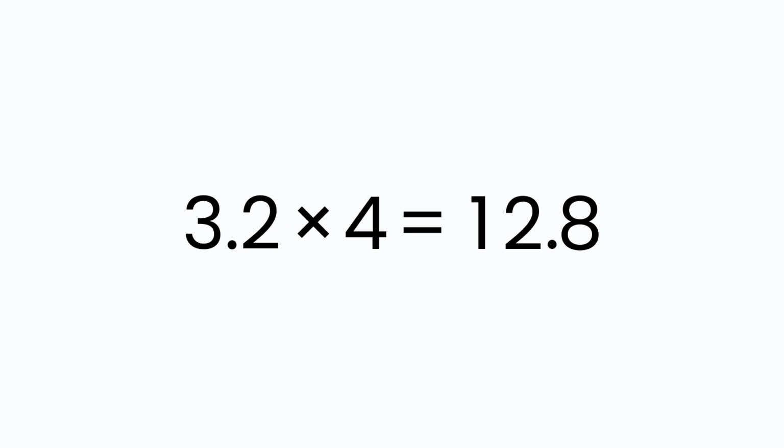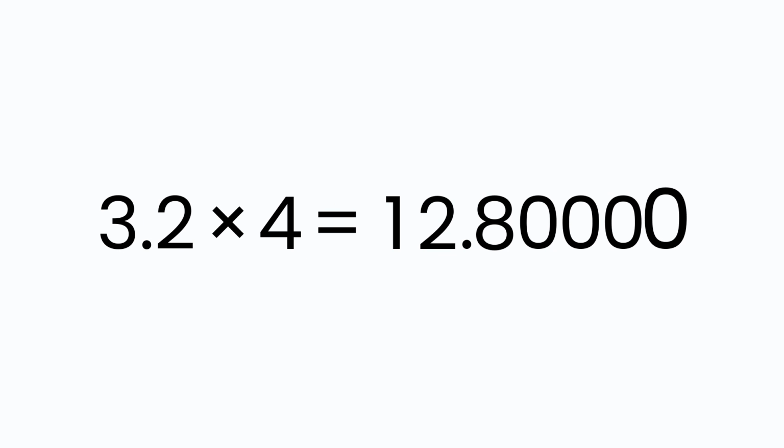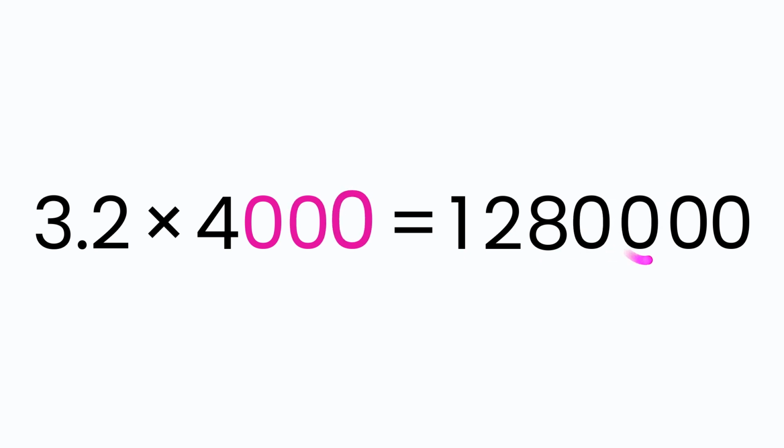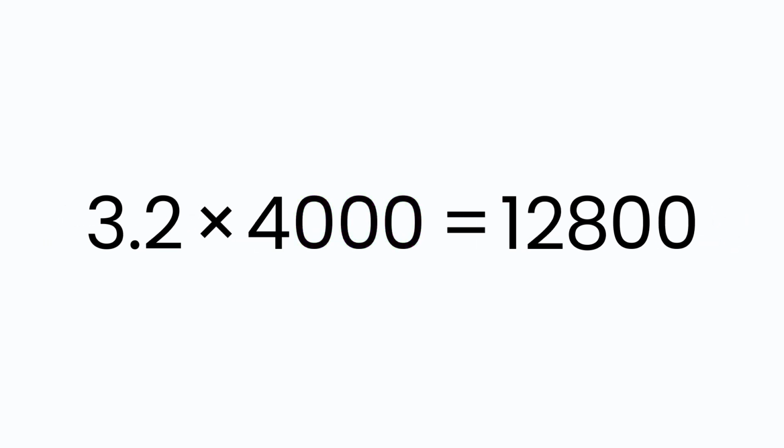What to do? You can use the same trick that you used when multiplying by powers of 10. That is, you can write some extra zeros after the last digit. 12.8 equals 12.80000. You now get to move the decimal point 3 times and get 12,800.00, which just equals 12,800. So, 3.2 times 4,000 equals 12,800.